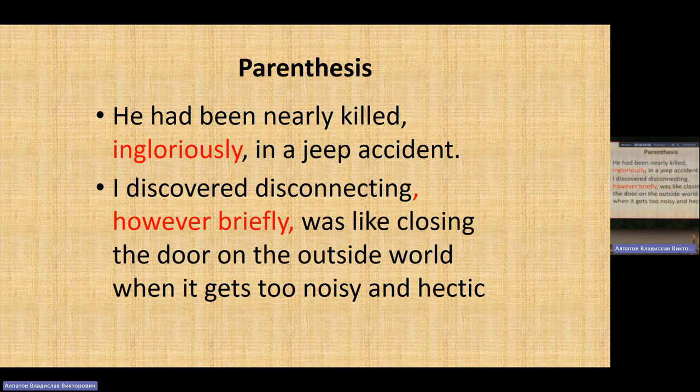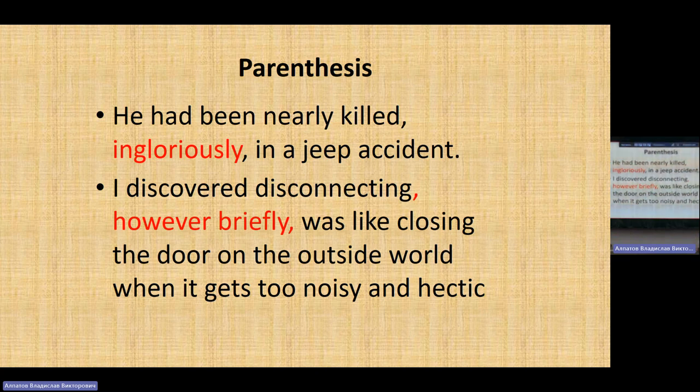Now, our next stylistic device is parenthesis. Parenthesis is a subtype of detachment. And as you saw, detachment can come at the beginning of the construction and at the end of the construction. But it can also come in the middle of the construction. Right, it can be inserted inside, breaking the sentence into two, and breaking your thought into two. Parenthesis. He had been nearly killed, ingloriously, in a jeep accident. Right, and this ingloriously is the parenthesis.